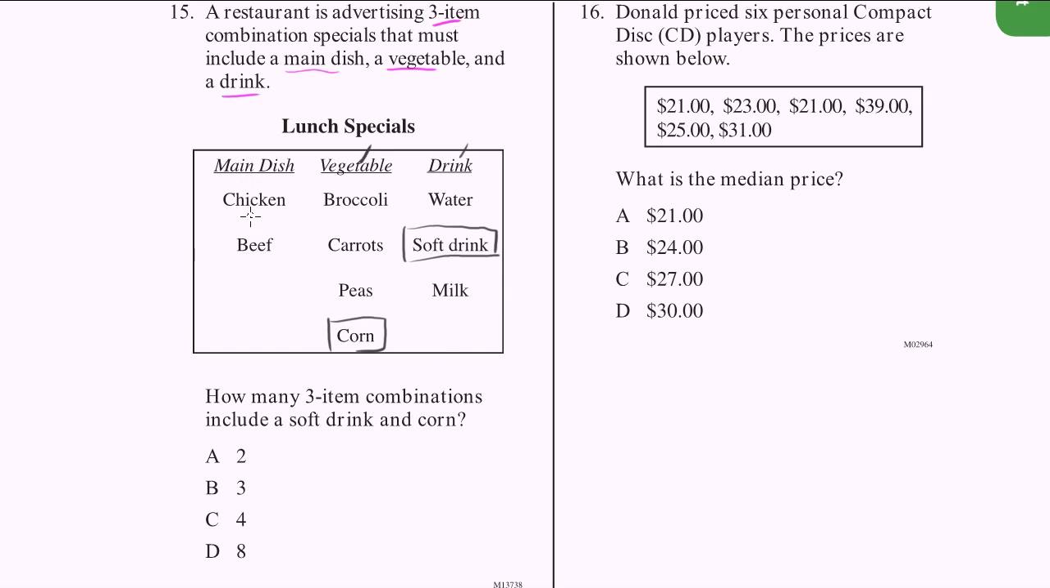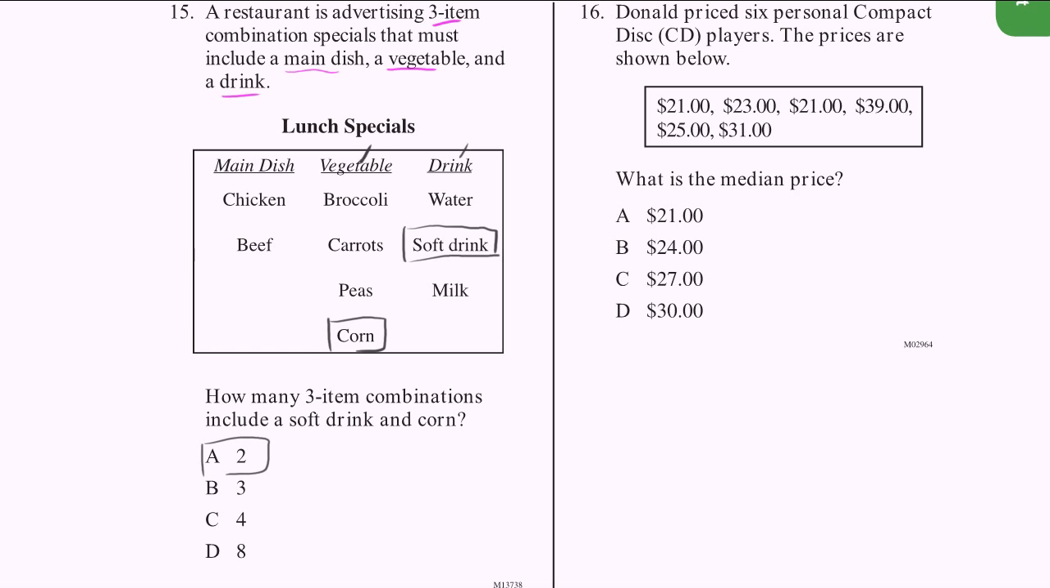Well, we only have 2 choices. We only have freedom when it comes to picking the main dish because the problem has already picked for us our vegetable and our drink, the corn and the soft drink. And so there's only 2 possible main dishes. So those are the 3-item combinations that include a soft drink and a corn. There's 2 possible ones, chicken and beef. So it's 2.